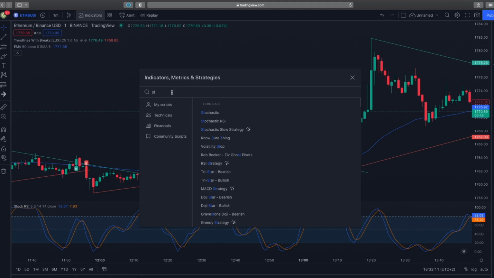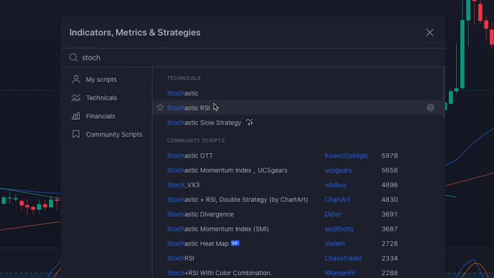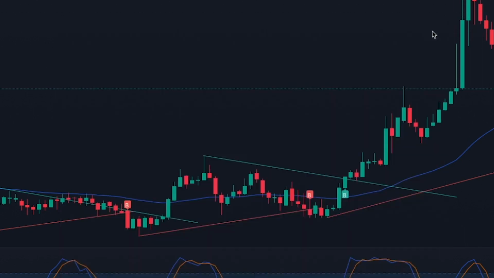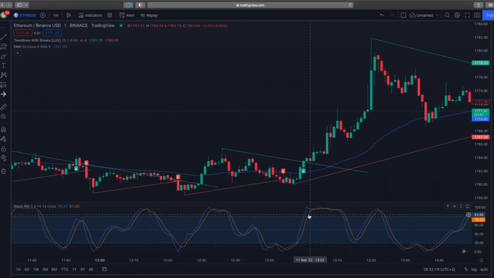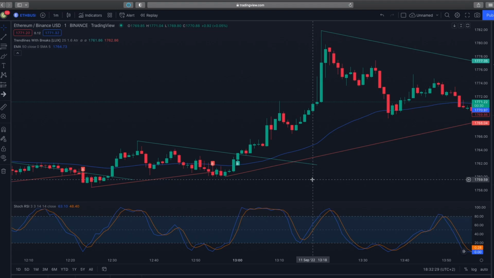Just open up indicators, type in stochastic, and choose this indicator right here, and leave the values default for this indicator. And we need stochastic RSI to verify entries for our trade. So now let's briefly go over how this strategy works.